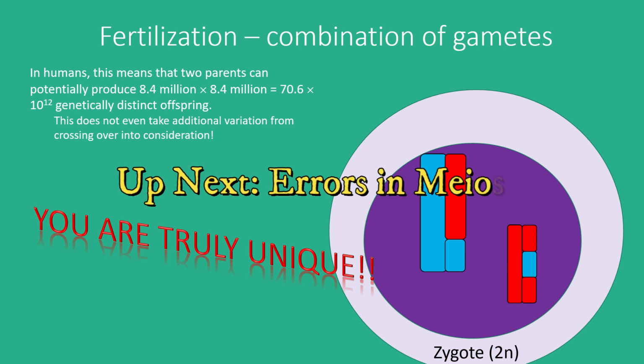Up next, we will see what happens when meiosis undergoes errors and the chromosomal disorders that follow.